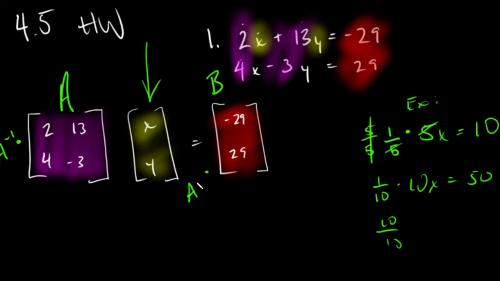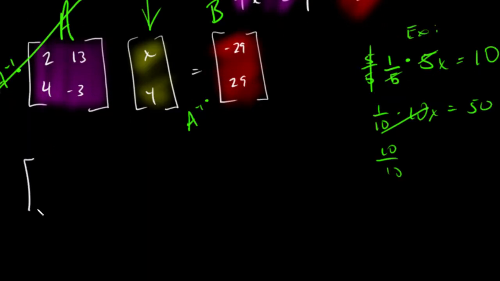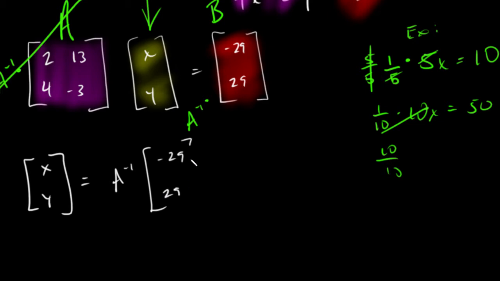Multiply this side by A inverse as well. And it's specifically A inverse on the left, not A inverse on the right. So this will cancel, just like these canceled, right? Just like those canceled. So we don't have to worry about that anymore. And what we end up with is that the matrix xy is equal to A inverse times this matrix, negative 29, 29. So let's go ahead and do that.